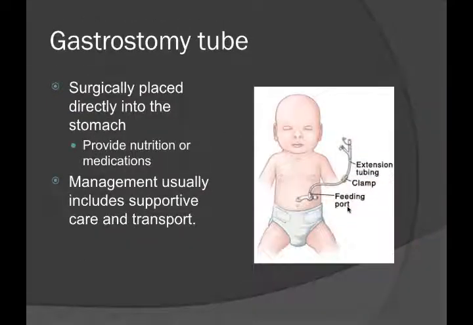A gastrostomy tube is surgically placed directly into the stomach to give nutrition or medications. There are variations of that. So this is a G tube, which is the most common. Some kids also have J tubes, which go into the jejunum. The parent will typically know the diameter, which is another clue.